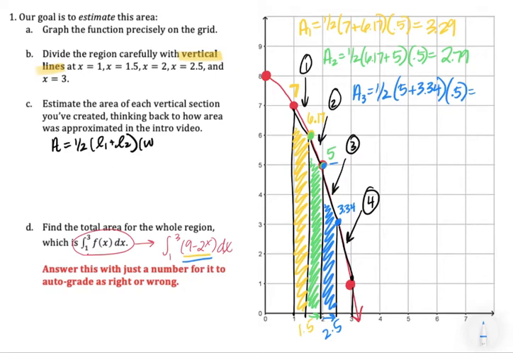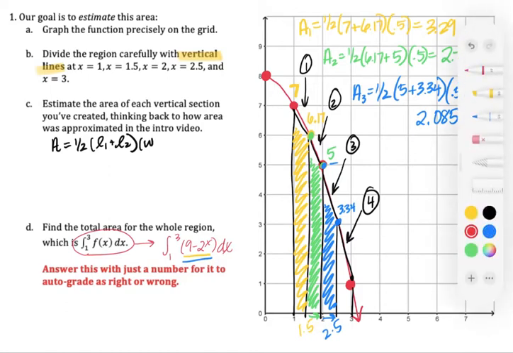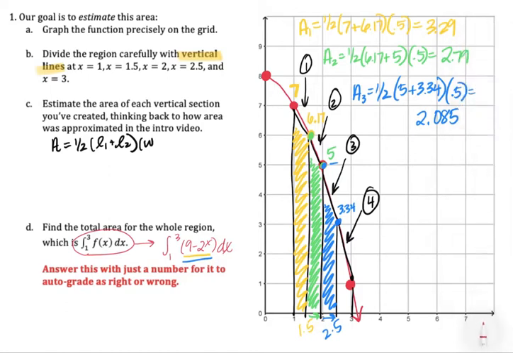So pop that into your calculator. 1/2 times 5 plus 3.34 times 1/2, which was our width. And we get 2.085. Okay, we're almost all the way there. We wanted to go from 1 all the way to 3. This next region will take us all the way to 3. So this last trapezoid right here takes us all the way to 3.